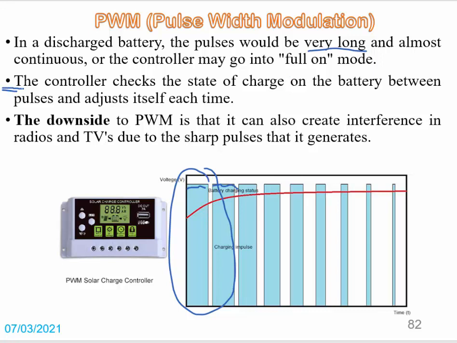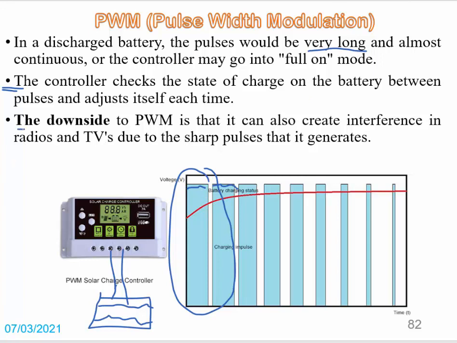The controller checks the state of charge on the battery between pulses and adjusts itself each time. So the controller always checks the battery. Here we have the battery, and the controller checks the battery. If the battery is near a full charge, then the pulses will be narrower, and if the battery is empty or discharged, the pulses will be very long.